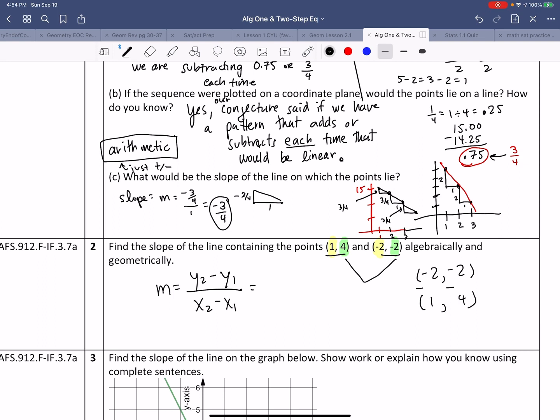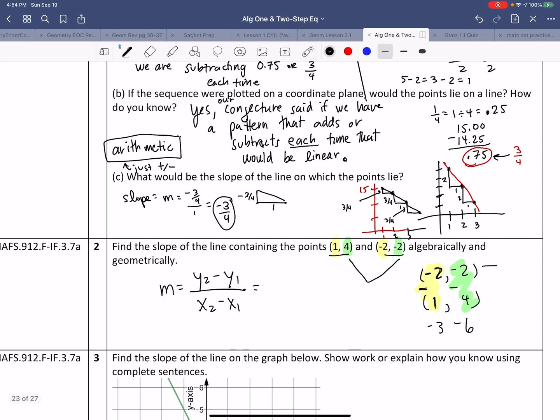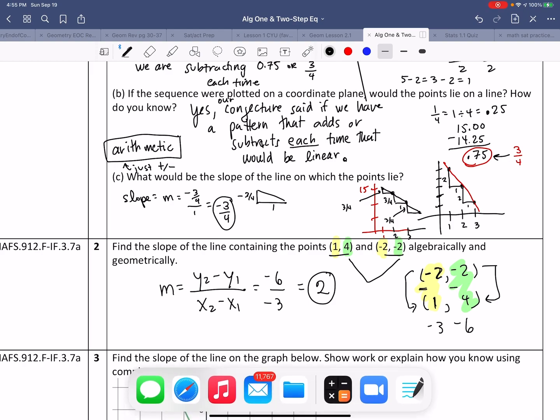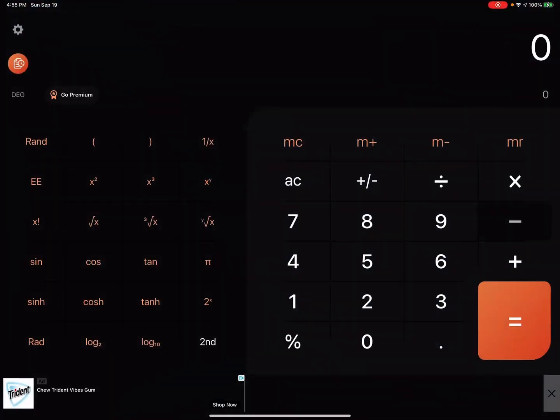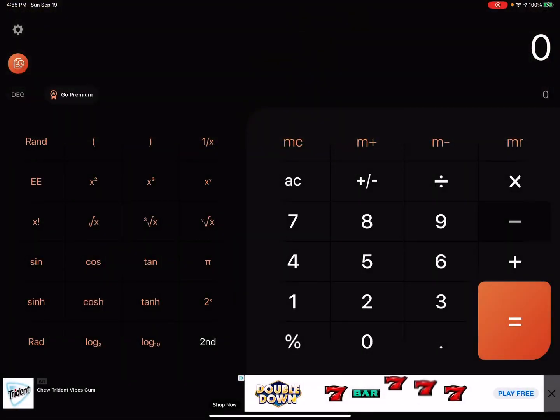So if I subtract the y coordinates, -2 minus, those are my x coordinates, and here's my y coordinates. If I subtract the y coordinates, -2 take away 4, I get -6. Here, -2 take away 1 would be -3. So the change in the y is -6, and the change in the x is -3. So we end up with a +2, because in a calculator, -6 divided by -3 is 2.